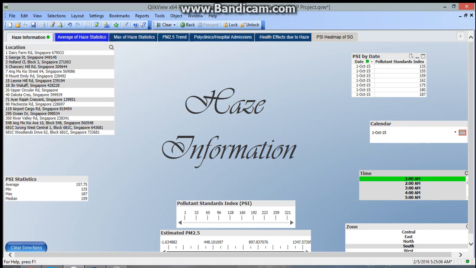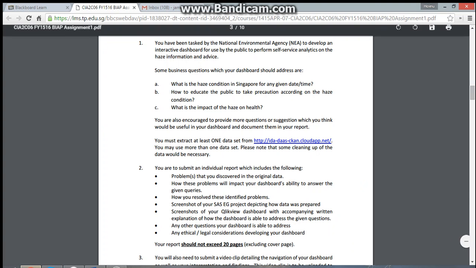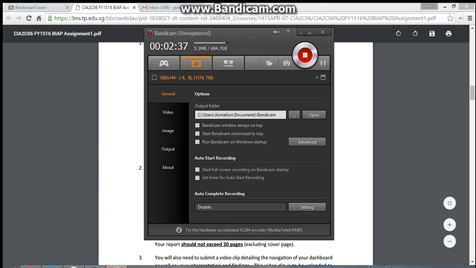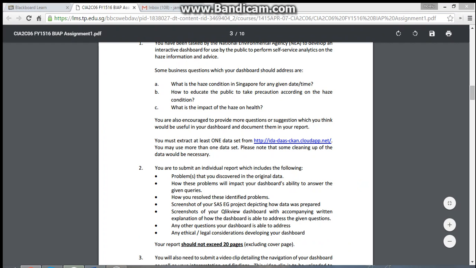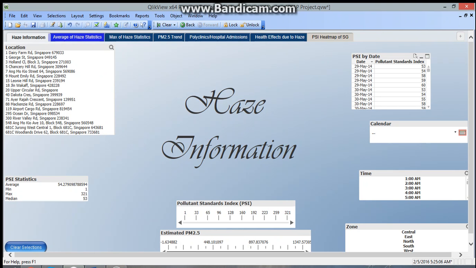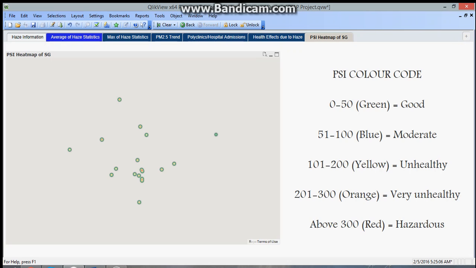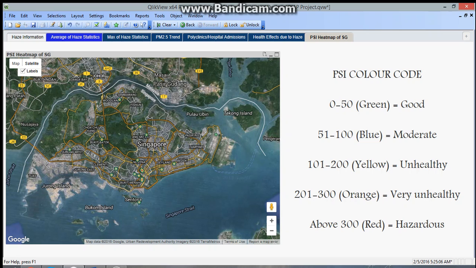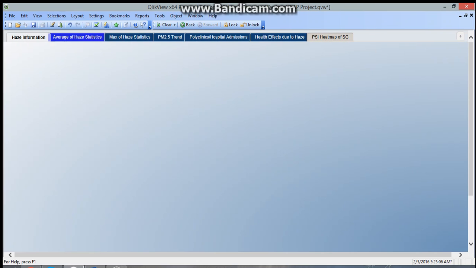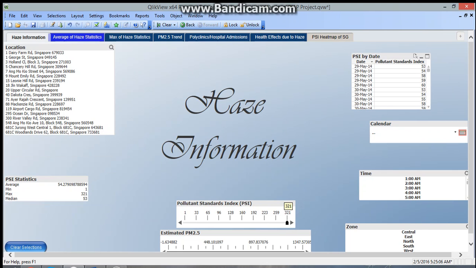The second one is how am I supposed to educate the public to take precaution of the haze condition. So what I've done is create the heat map. What this heat map does is take the average PSI, and then, based on what the user clicks on, it will go through that color code. So let's say, for the sake of it, let's go all the way to 321.